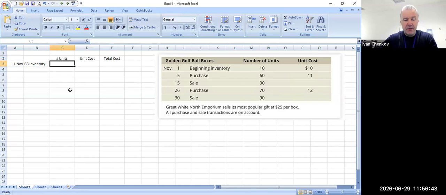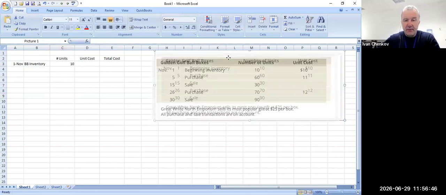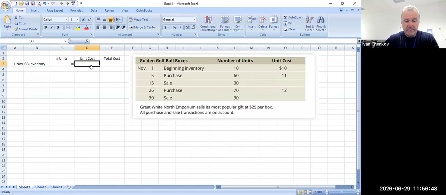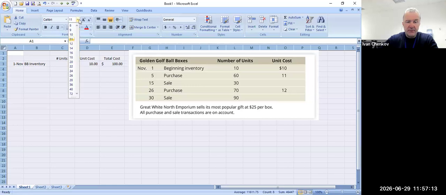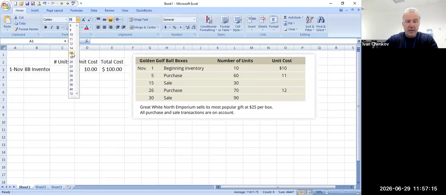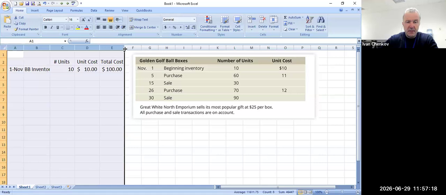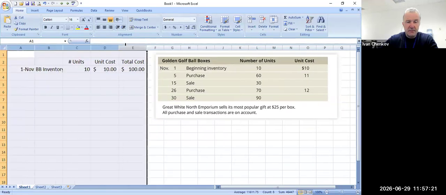So in our beginning inventory, we have 10 units. The cost for those 10 units is $10. And the total cost obviously should be $100. So we come up with the number of units, the cost per unit, and the total cost. So we have our first beginning inventory. Then next, on November 5th, we're going to make a purchase. Let me make those columns bigger and wider so you can see them.